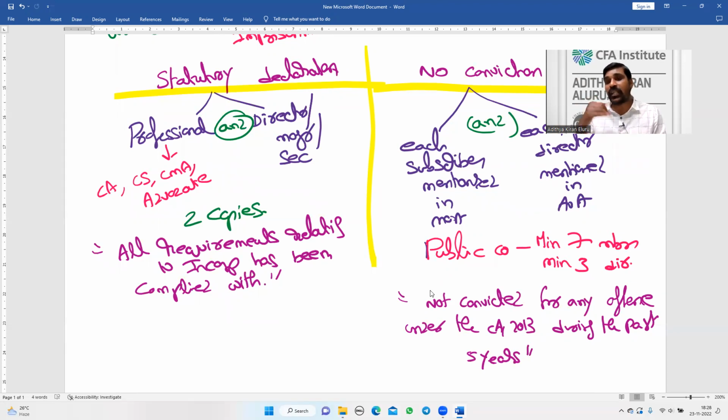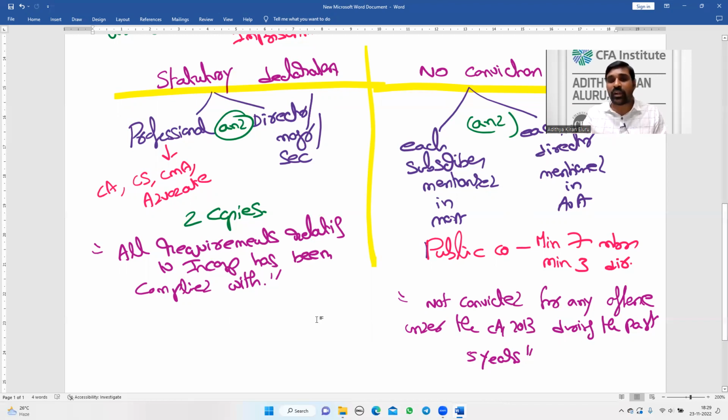So here the subscribers and directors are giving a declaration that they have not been convicted by any court during the past 5 years under the Companies Act 2013. That means if you have committed any fraud under the Companies Act, you will be prohibited from incorporating a company for a period of 7 years. Sorry, 5 years. So 5 years is the suspension period. If I have committed a fraud and the court confirmed it, I am prohibited from incorporating a company for 5 years. After 5 years, I can incorporate. Therefore, today what I am declaring is that during the past 5 years, I have not committed any offense.